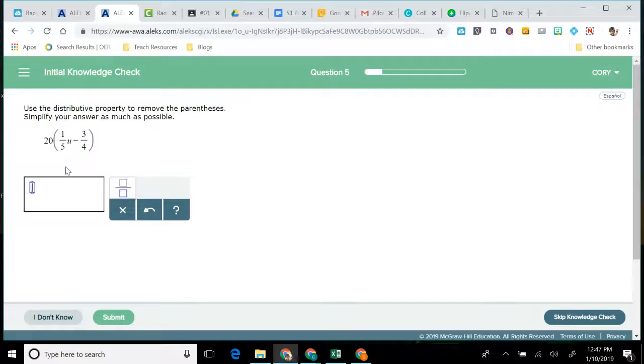Distributive property, it's going to be 20 divided by 5 is 4u. 60 divided by 4 is 15, so 4u minus 15.